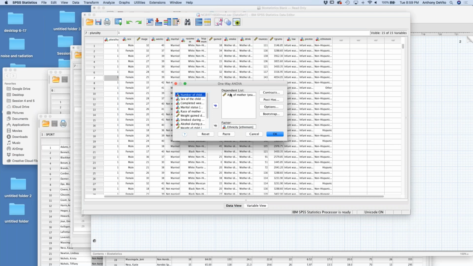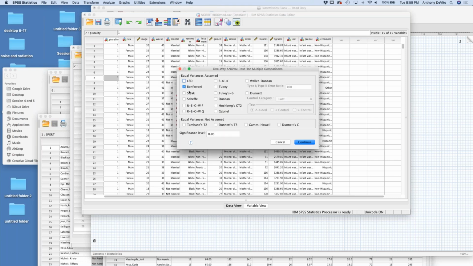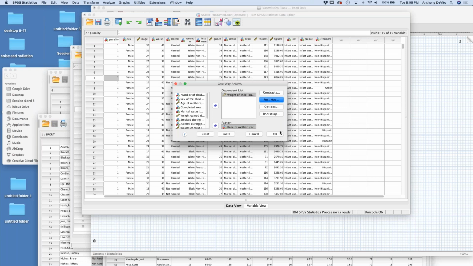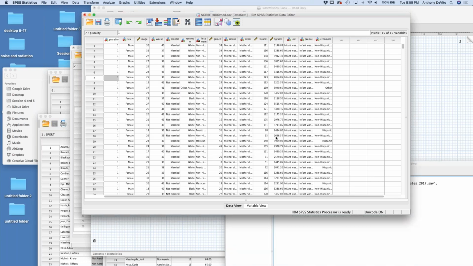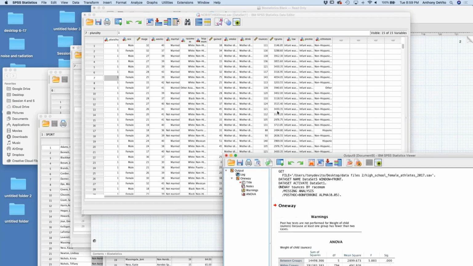So in this case, what am I comparing now? I'm comparing the birth weight of the child, and I'm breaking it up into groups, which include the race of the mother, which is 8 groups. Okay, so notice that in post hoc, I have nothing checked because I'm not going to run the post hoc test until I know I can reject the initial null hypothesis that all of the means are the same. So I'm going to click OK. SPSS is going to run this analysis for us and come up with a table.